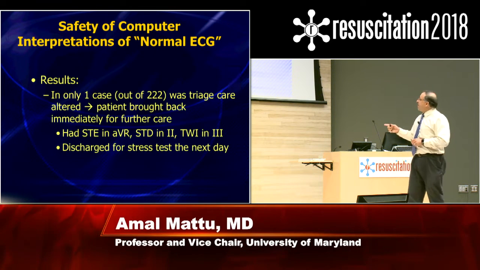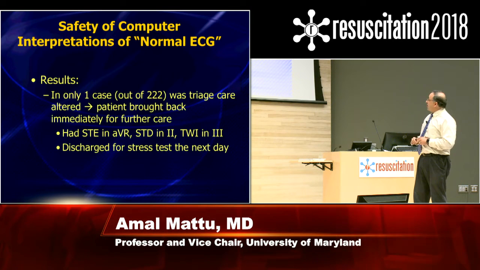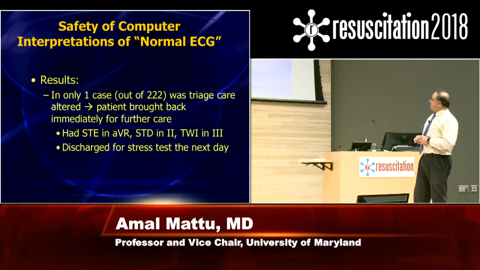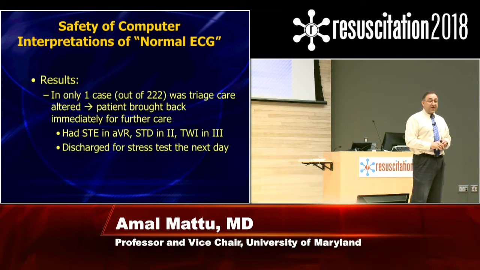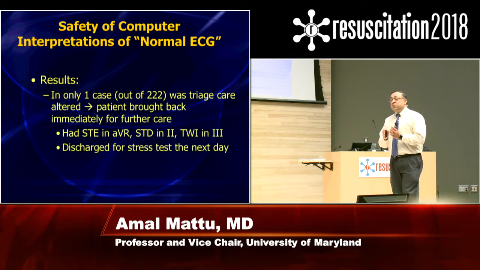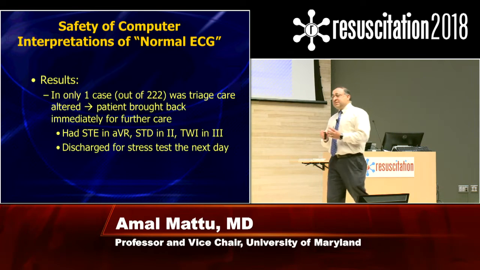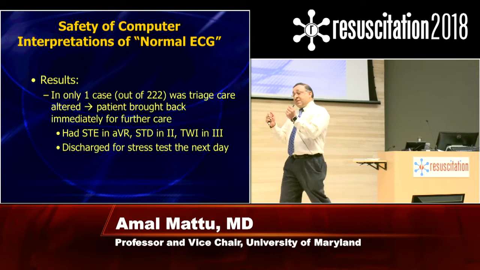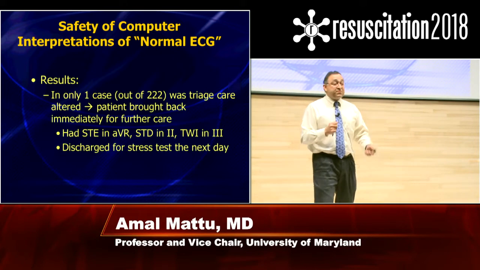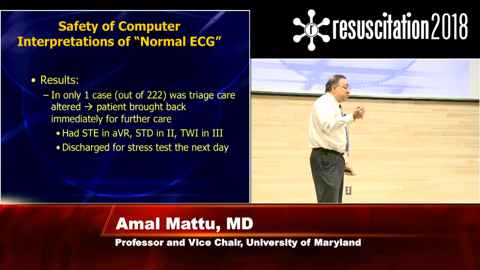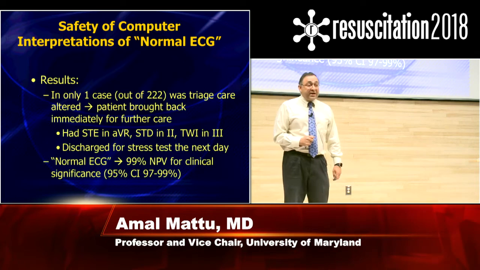The patient ended up having some ST elevation in aVR, ST depression in lead 2, and T-wave inversions in lead 3. The patient ended up getting a stress test the next day. Fortunately, the patient did okay. But only 1 out of 222 times did the ECG machine read it as normal, and the emergency physician cardiologist looked at the 12 lead and said, it's not normal. We better do something with this patient right away. So 1 out of 222, that's a pretty low rate.